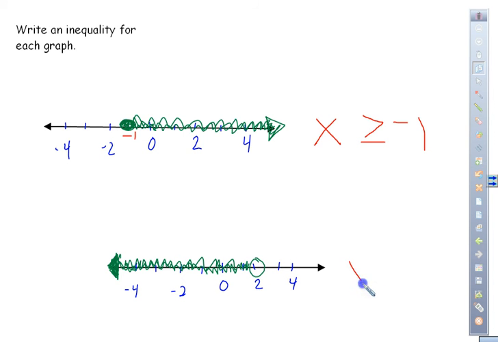All right, so we have x. You can use any variable that you wish. It doesn't matter. And since we're starting with an open circle, and then it is going to the left, it is going to be less than. And since it's open, it is not going to be equal to. And since this is on the 2, it'll be a 2. So x is less than 2. And that is what this graph is representing.